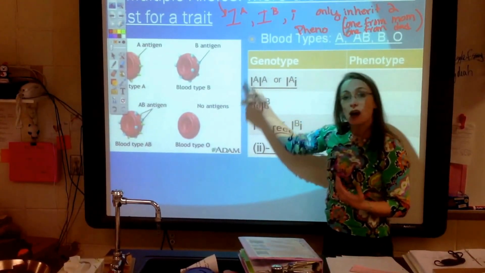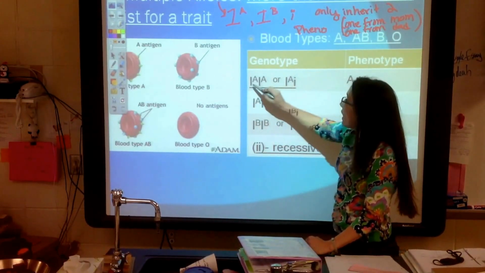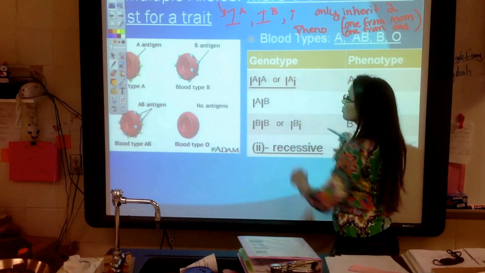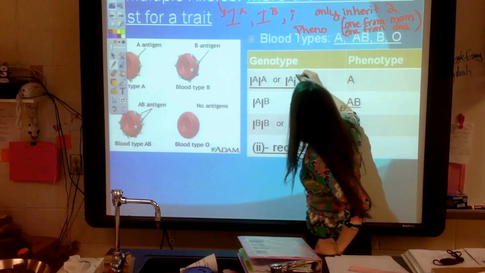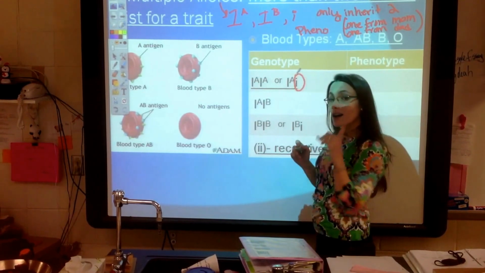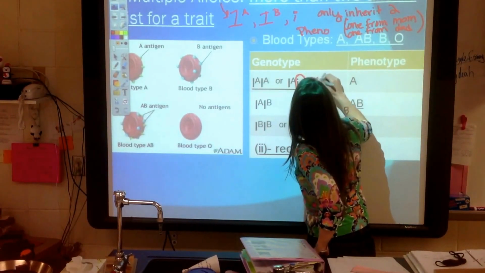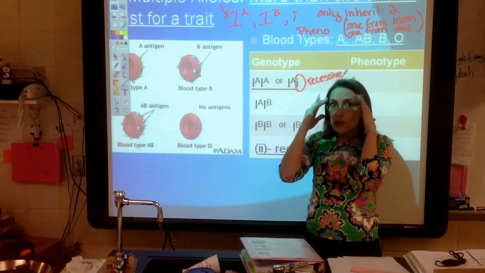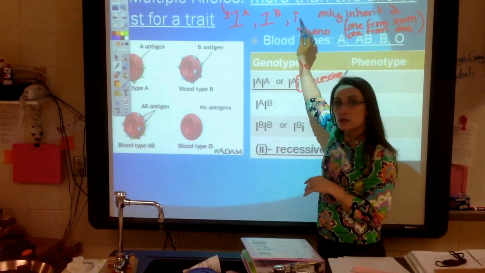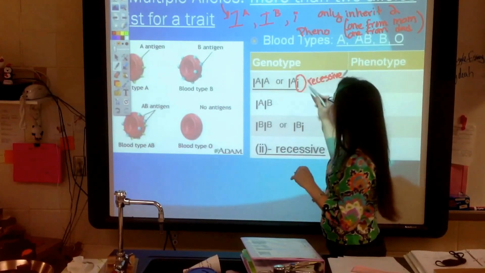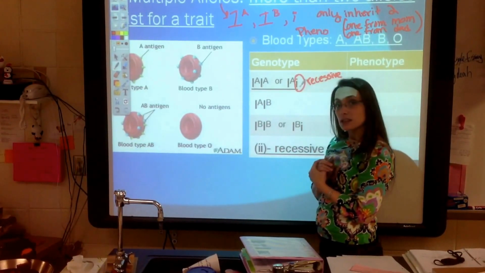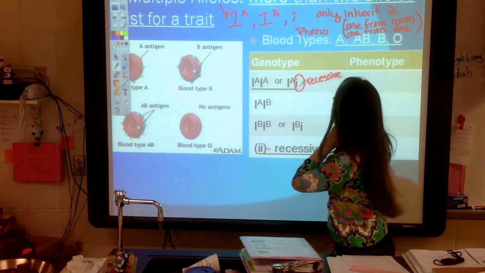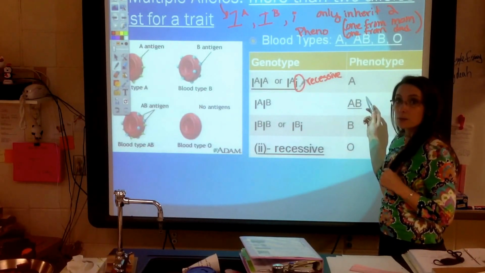And so when we look at the combinations, you could get IA. Well, that would definitely give you type A. But it turns out that little i, why is it written as a little letter? That's because the little i is recessive. So this gets a little complicated because first, we have to think that there's 3 alleles. And then we have to know that if it's written as a little letter, it's recessive. So IA IA or IA little i both give us the phenotype of type A blood.